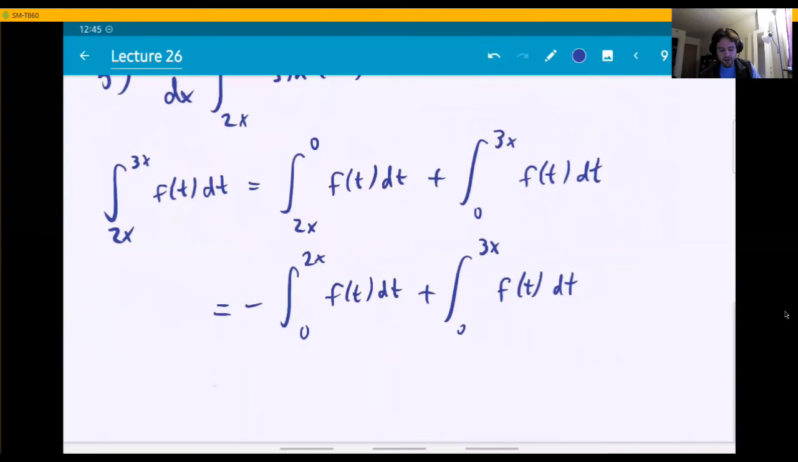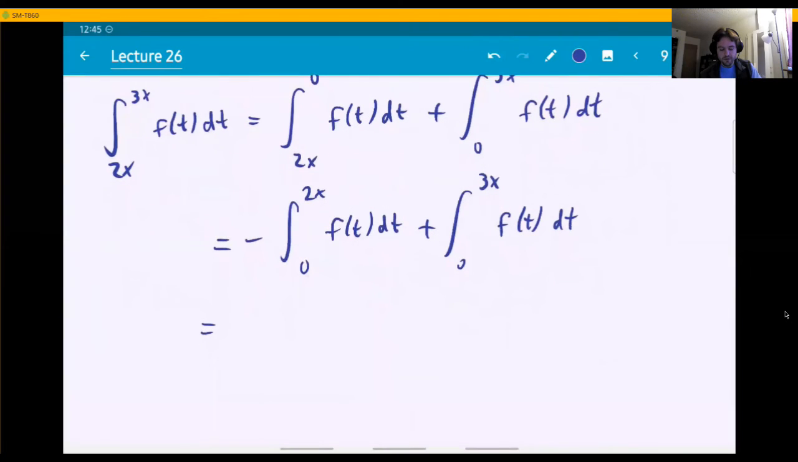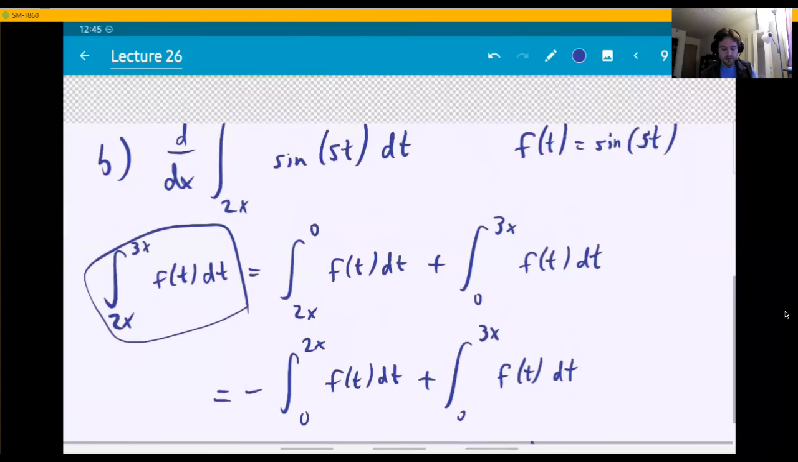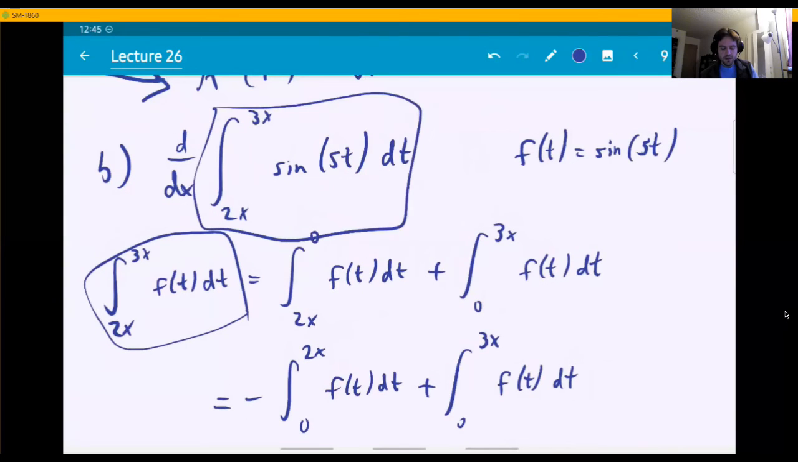And we're going to be calling these guys area functions with a base of 0. So this first one, there's a minus sign. First of all, this is the area function evaluated at the number 2x. And the second one is the area function evaluated at 3x. This is the expression that we originally have in the problem, right here, where f is the function sine of 5t.